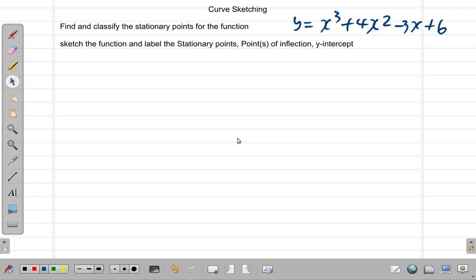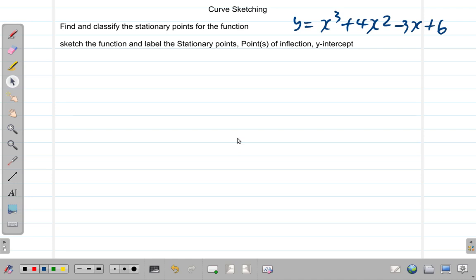Let's look at this example on curve sketching. It says find and classify the stationary points for the function y equals x cubed plus 4x squared minus 3x plus 6. Sketch the function and label the stationary points of inflection and the y-axis.